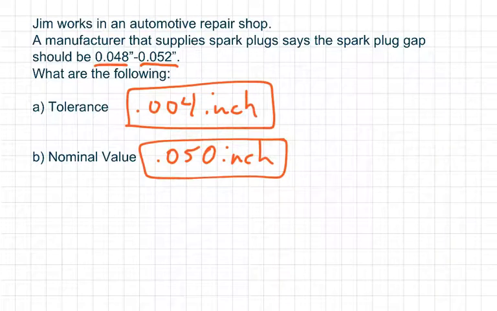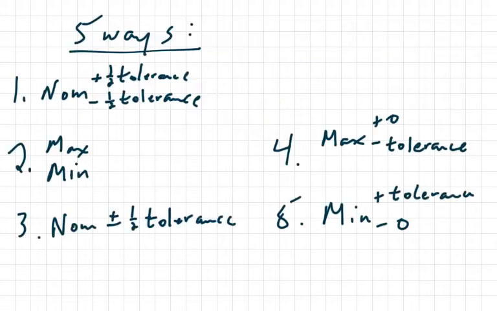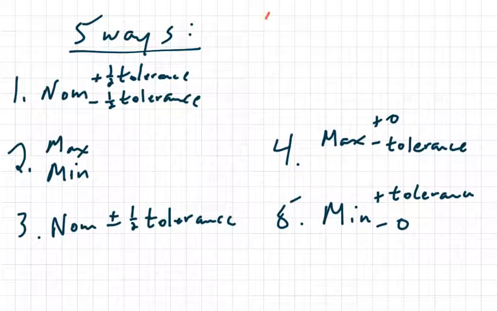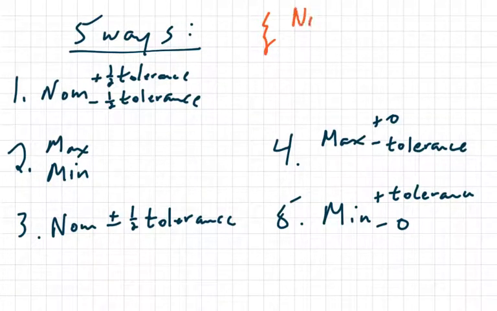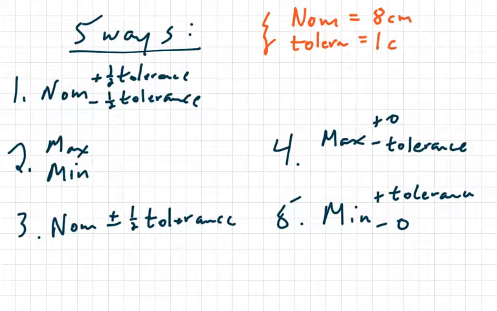Okay? So pretty easy question there if you understand now what tolerance is and what max and min is and nominal value. So the next thing we're going to do is I'm going to just show you, and you can write down all the different ways we can do it, and maybe I'll throw in an example on how to write this stuff. So let's use an example here of a nominal value of, let's say, 8 centimeters, and we have a tolerance of 1 centimeter. And we'll use this and write these out.